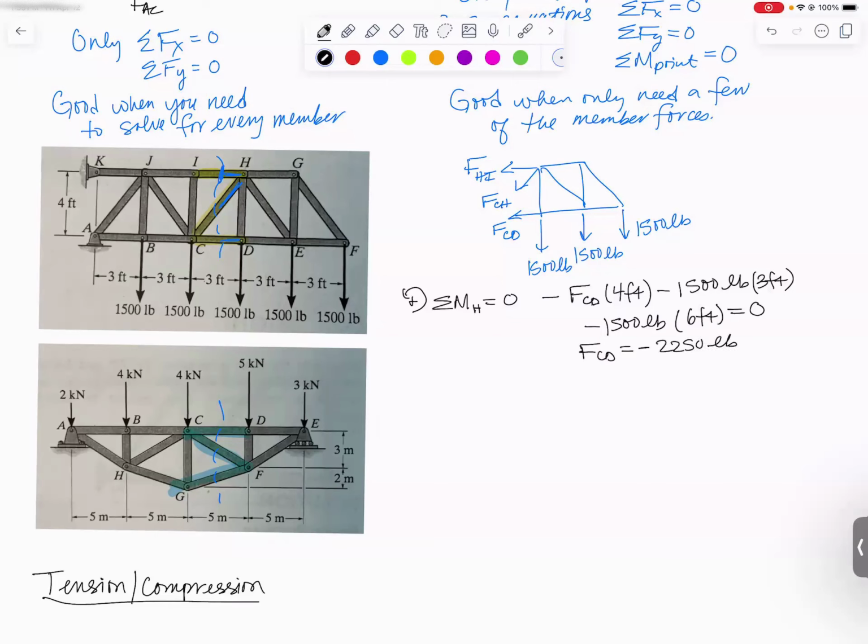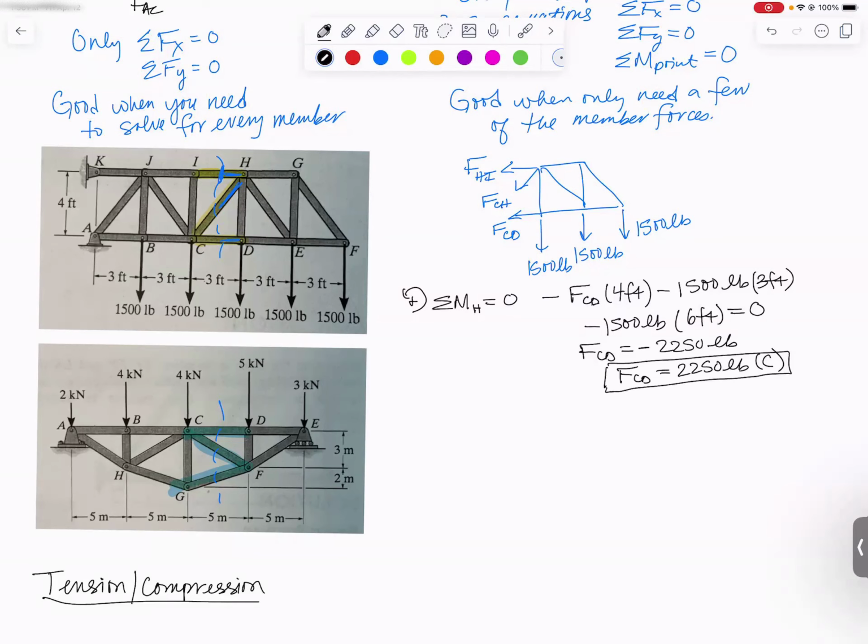What does the minus mean? Well, I drew it assuming it was in tension, because I drew the arrow as starting at the joint and going out and away. That means I assumed this member sitting to the left of point D is pulling on point D. That means point D would be pulling back to the right on the member. So that means tension. Then I got a negative sign. So what that means is that FCD is actually 2,250 pounds in compression.